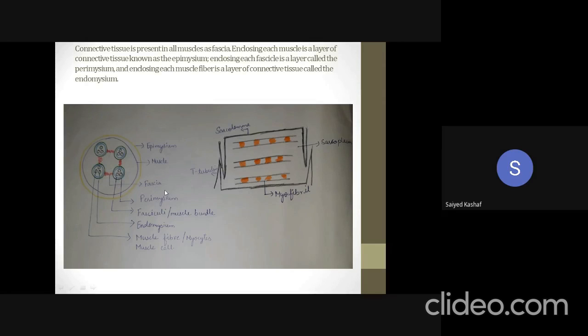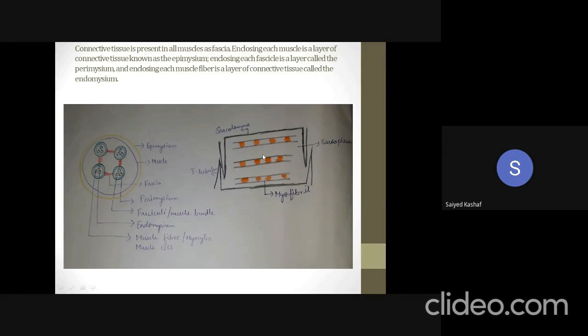This region is known as fascia. The fasciculi contain many muscle fibers, and the covering of each muscle fiber is known as endomysium, which is made up of areolar connective tissue, which is loose connective tissue. This is the enhanced structure of the muscle fiber or muscle cell. The plasma membrane of the muscle cell is known as sarcolemma, and the cytoplasm of the muscle cell is known as sarcoplasm, right?